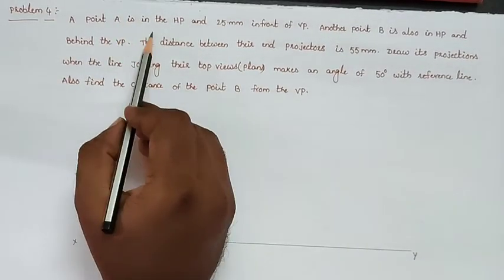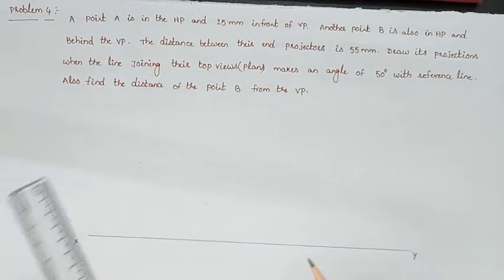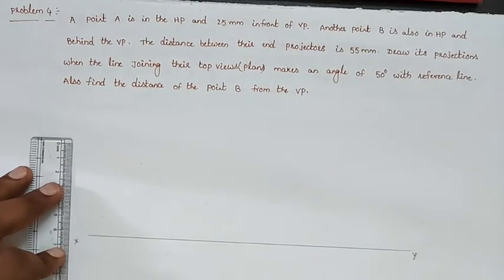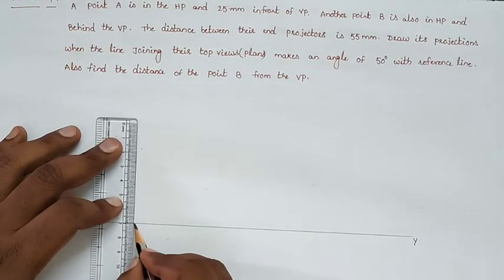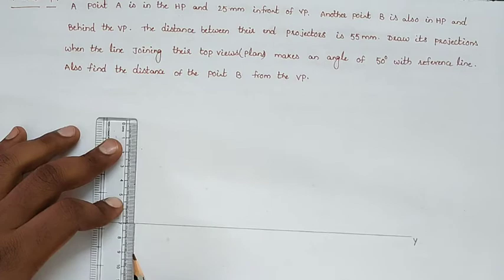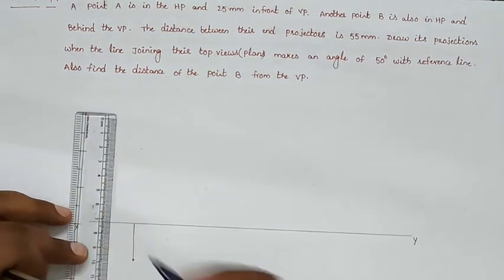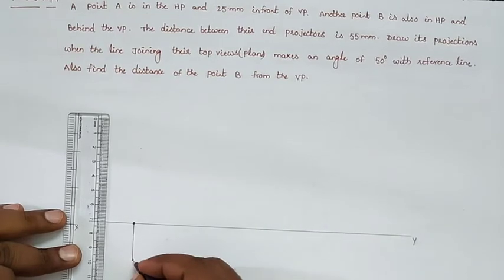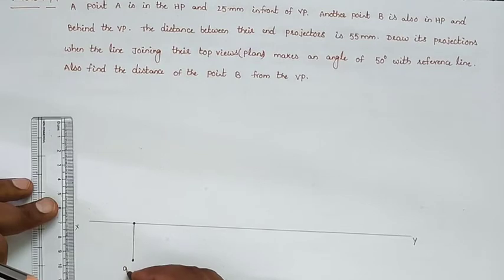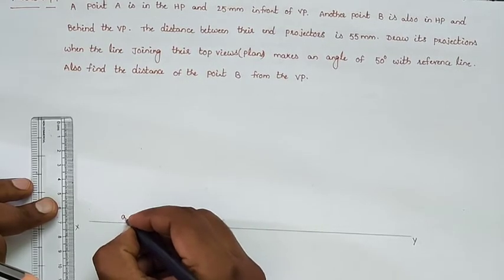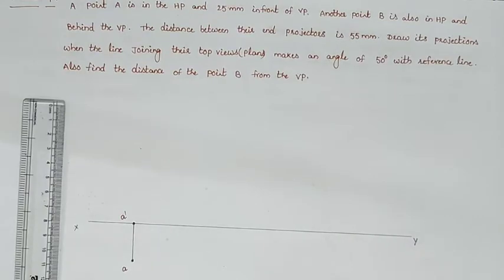First of all, the projection of point A we will draw. A is in the HP and 25 mm in front of the VP. In the HP means on the reference line, and 25 mm in front means below the reference line you can take 25. Take 25 and draw the projection of point A. So in front means we will get the top view of point A, and in the HP means we will get the front view of point A, a dash and a.